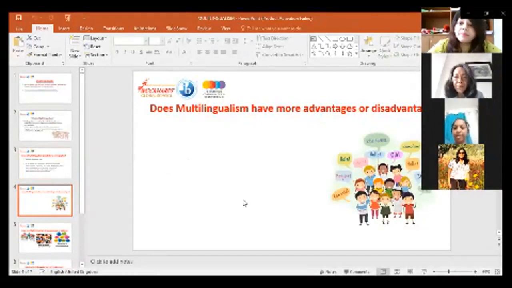It's more advantageous, because when we know more than one language, as I saw in the previous slide, it obviously builds up the network. Our friend circles increase, and the way we interact with them also improves. It creates a bonding and a comfortability. In professional life, it creates a comfortability during working, other than the official language in which we are communicating.